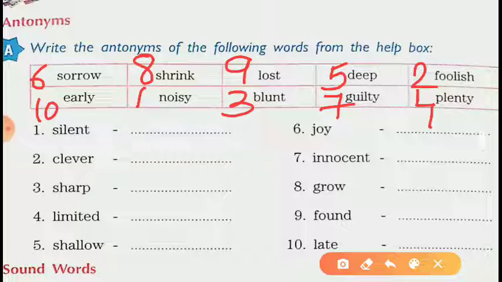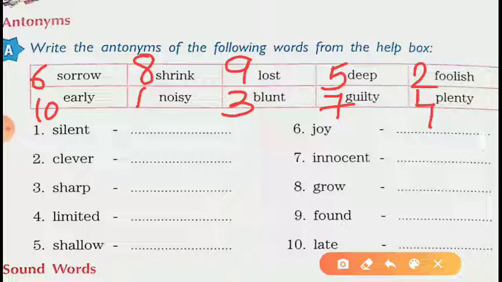Silent, noisy, noisy, silent. Clever, foolish, foolish, clever. Sharp, blunt, blunt, sharp. Limited, plenty, plenty, limited. Shallow, deep, deep, shallow. Joy, sorrow, sorrow, joy. Innocent, guilty, guilty, innocent. Grow, shrink, shrink, grow. Found, lost, lost, found. Late, early, early, late.